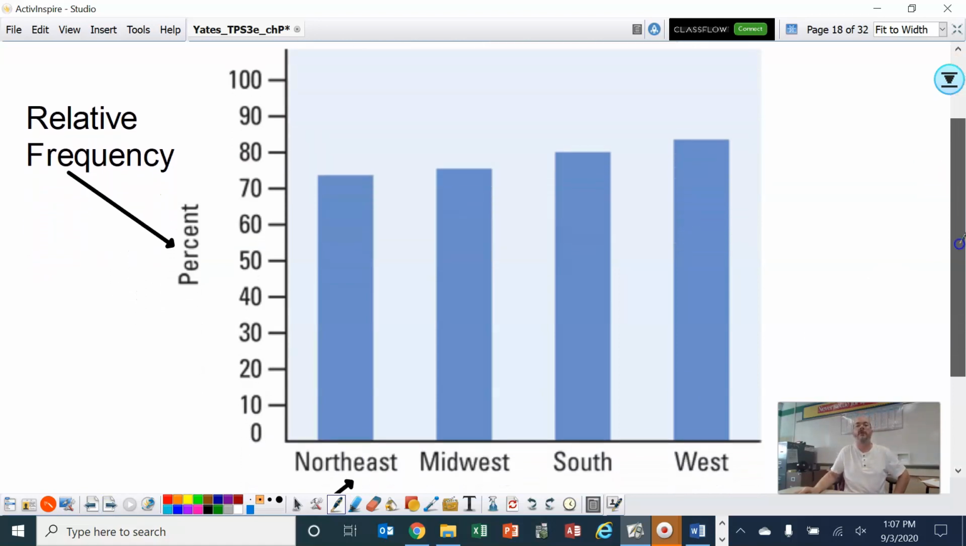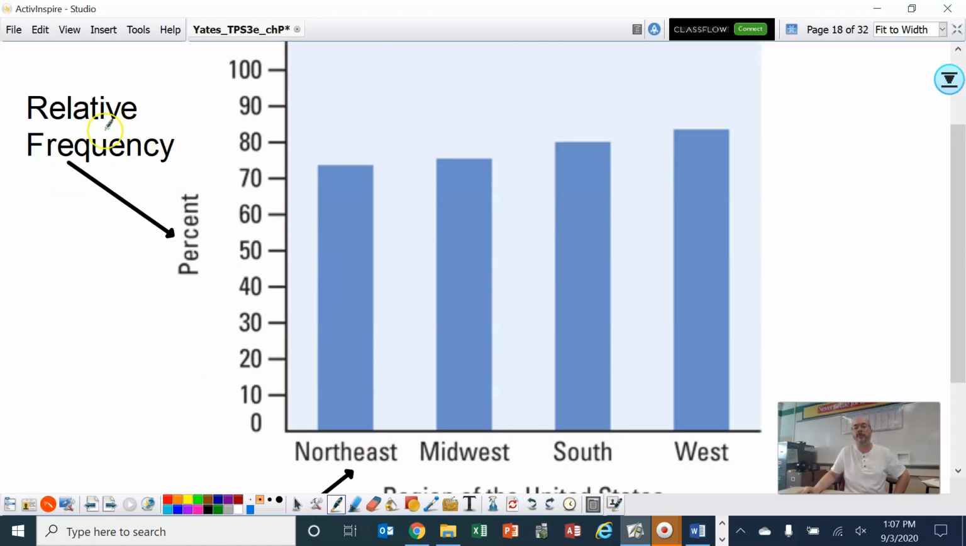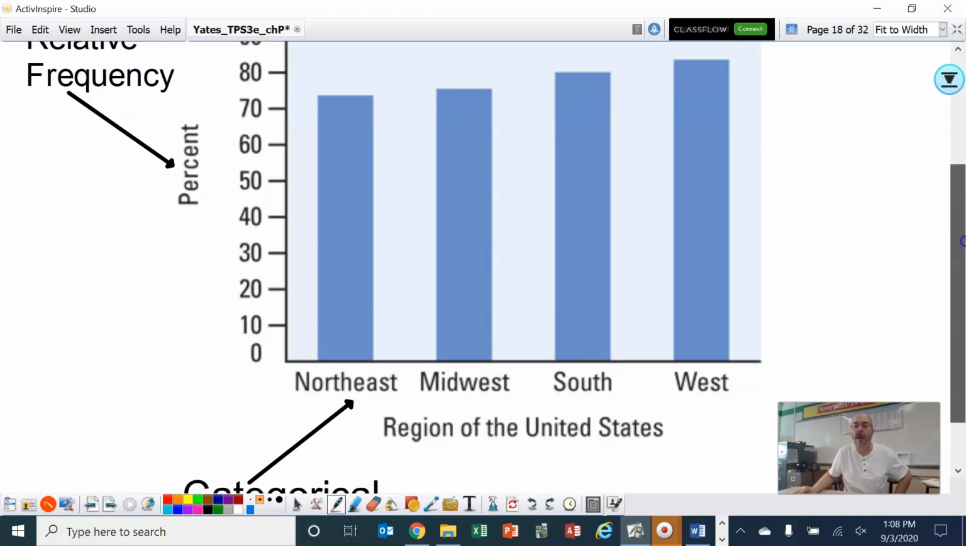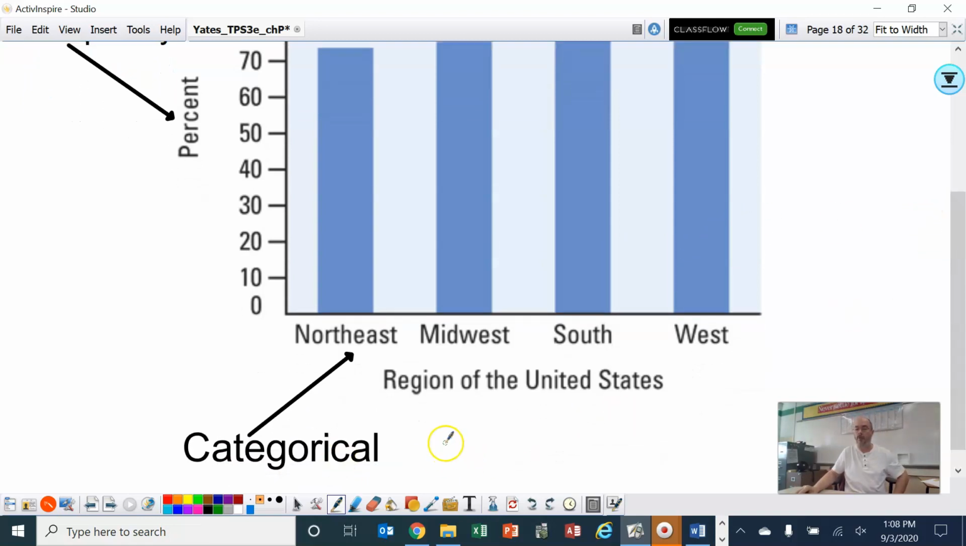All right, so we've got relative frequency on the side. Please make note, relative frequency is a percent. In this picture that you're looking at, I believe it's coming from an example in your book. Bar graphs are made from categorical data. And you'll notice there is space between each bar. For categorical data, you generally leave space between each bar.